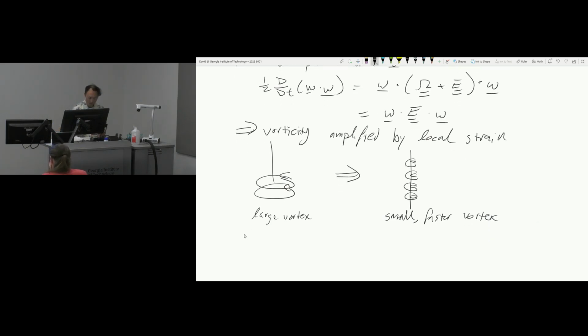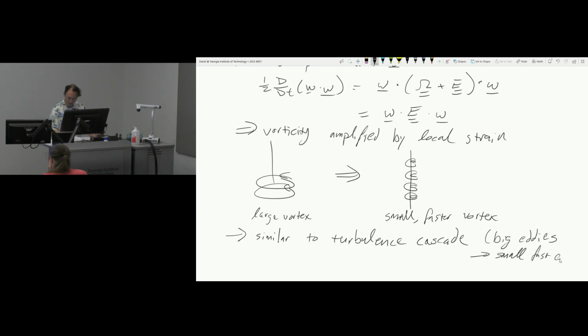And this is similar to what they call the turbulence cascade. Cascade is physically like going down a waterfall in Hawaii. But here it means going from vortices of large size to smaller sizes. In other words, big eddies become small, fast eddies. And as it gets smaller, eventually they become heat.